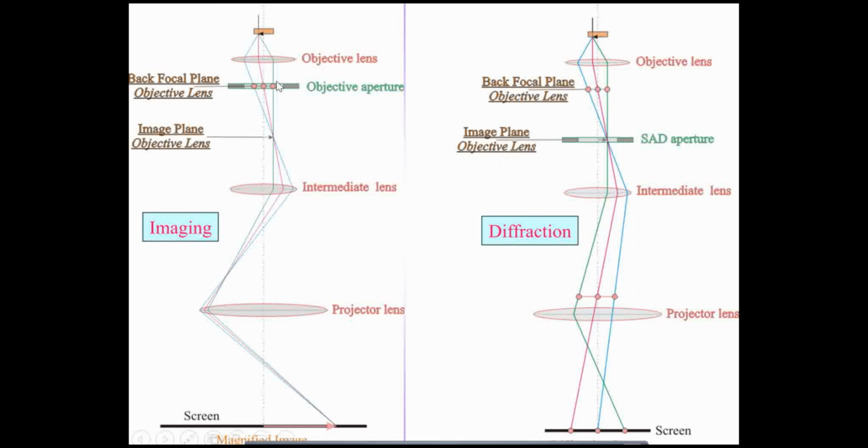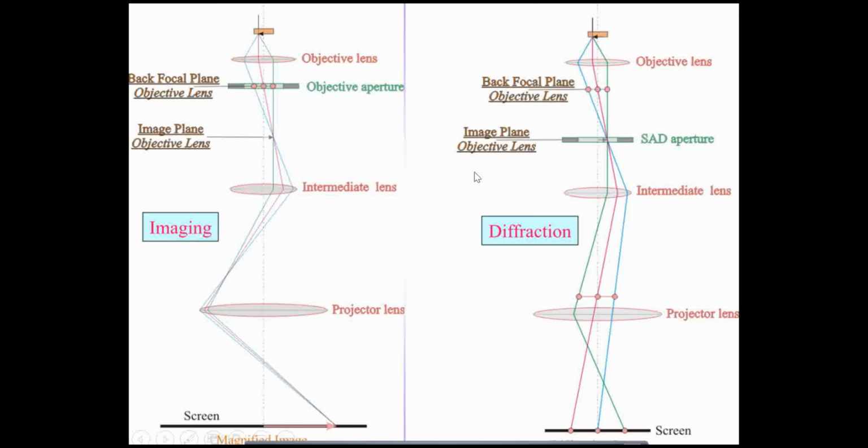If you have the objective aperture at the back focal plane, then this setup will give you the magnified image of that particular sample. If you have the SAD aperture at the image plane, you will get the magnified image of your diffraction pattern. So that's what it is, containing both things simultaneously.